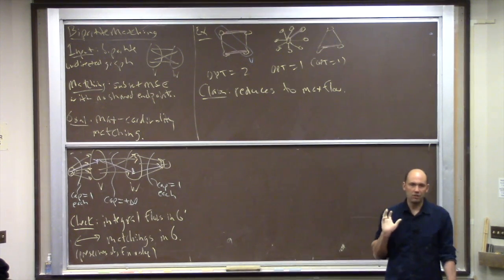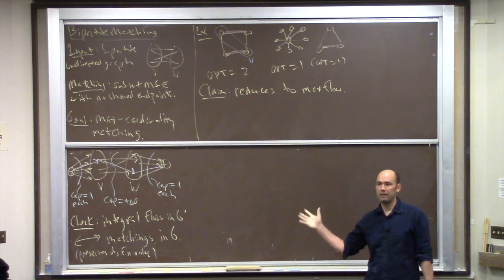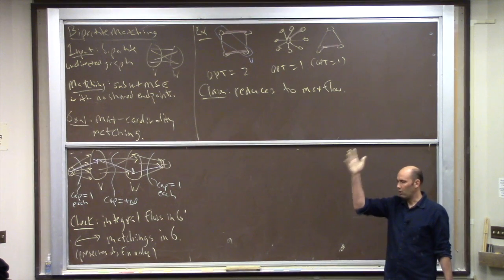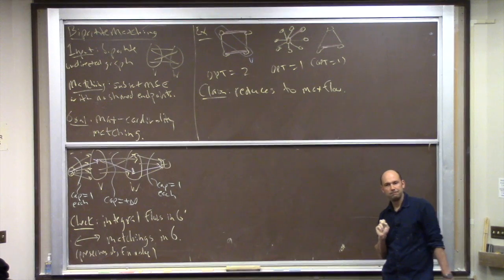Just like in image segmentation, all you need to do to solve bipartite matching is to solve max flow in this network. Then again, once you solve the max flow, you just look at which edges between V and W carry flow, and you output that as your matching.